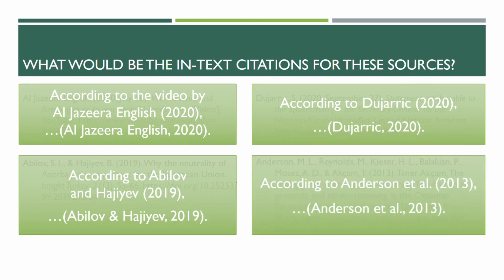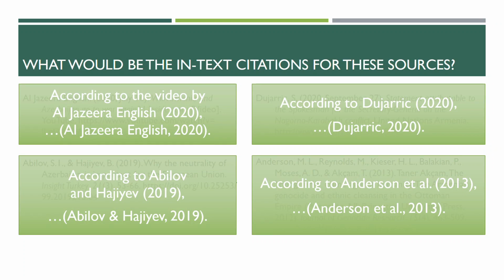In the last example, we have a source with multiple authors. When you have 3 or more authors on a source, you're allowed to use the et al. construction. This is Latin and basically means "and everybody else." So you use it after the first author's name as a kind of shorthand to abbreviate the list. For this, we would have "according to Anderson et al. (2013)," continuing on. Or we would have (Anderson et al., 2013).